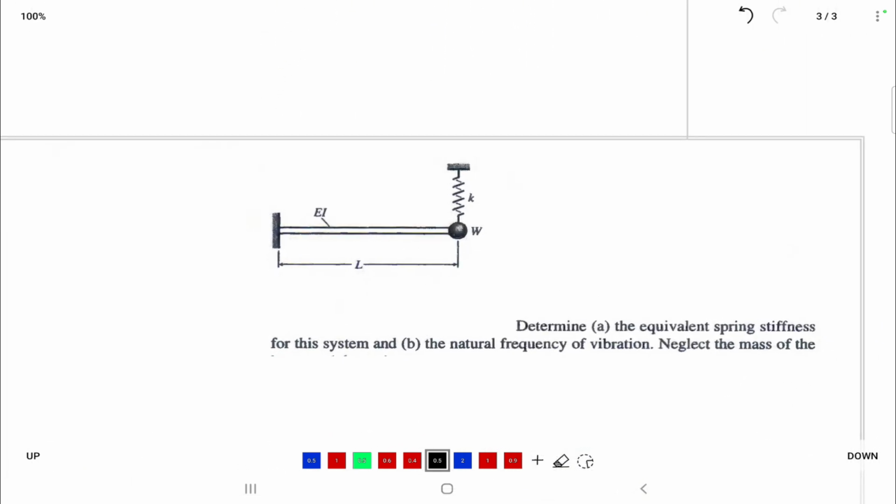For this system, we have two stiffnesses. Determine the equivalent spring stiffness for this system and the natural frequency of vibration. Neglect the mass of the beam. And this one is the beam. Here it is a mass, the weight is W, so M equals W over G, where G is the gravitational constant.